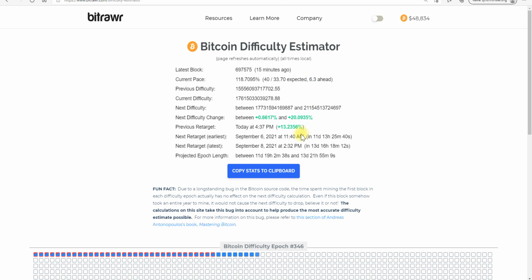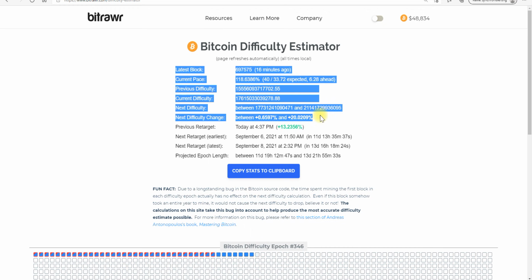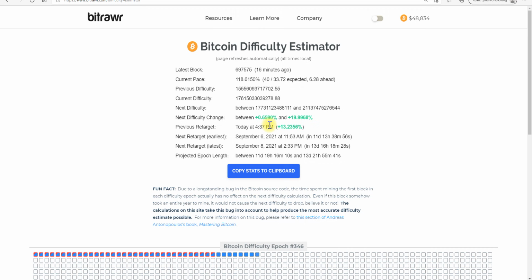We had a difficulty adjustment today. It's plus 13%, so a big difficulty adjustment to the upside. And the next one, I think, is going to be also positive. You can see the forecast here. We cannot trust these numbers right now, but I think it's going to be another positive adjustment. So it's going to be more and more difficult to mine bitcoins, which should be bullish for the price, because it makes the network more secure. But for the mining companies, that means more competition.